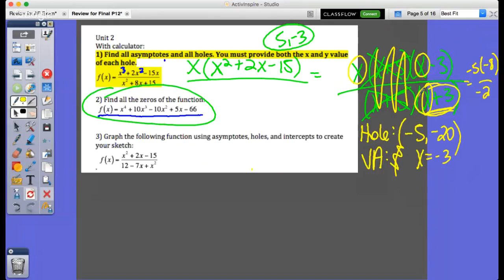So we got our hole, we got a vertical. What about the horizontal? There is not one. Why isn't there one? I would come all the way back to the original one, because you can do it that way. Because the top degree is greater than the bottom, you would just say that there is no horizontal. We just say none. Are those rules on the new formula sheet, or do we need to know that?